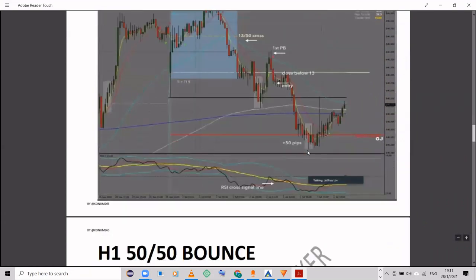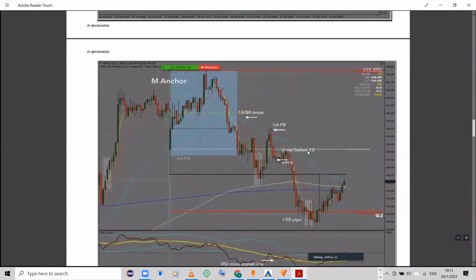So another chart right here, same things. Anchor, 13 and 50 cross, first pullback pins to the 50, close with the shifting candle below the 13 EMA, entry, and the RSI crosses the signal line and the market base line right there. The market rewards us with what? With 50 pips. Beautiful. Voila, 50 pips right there.